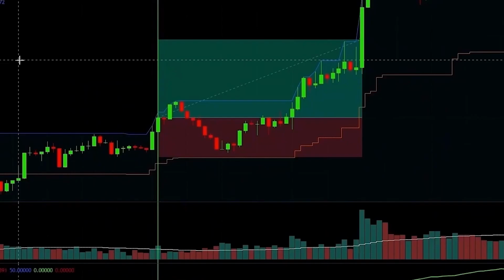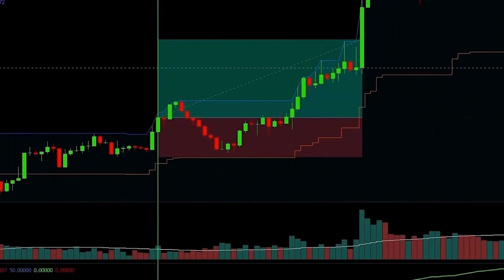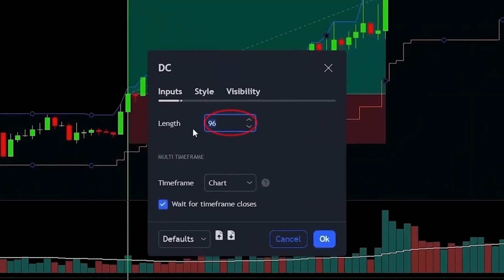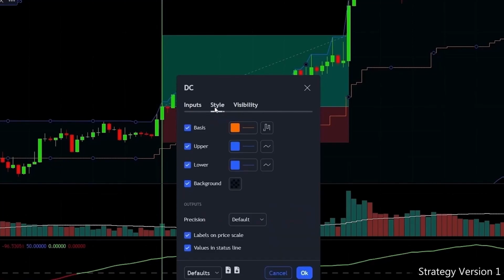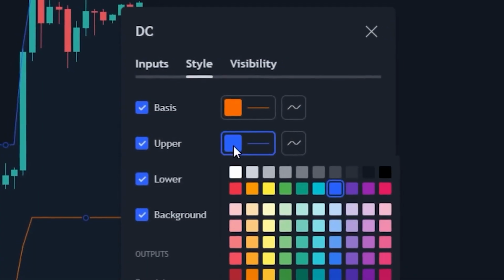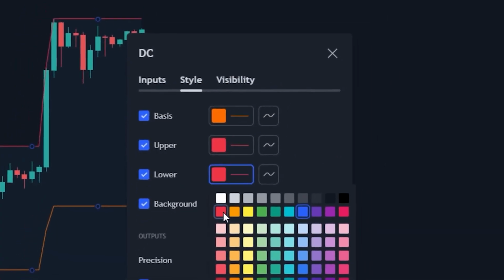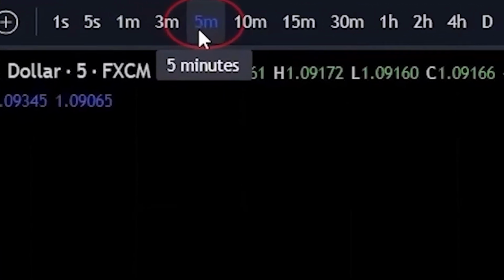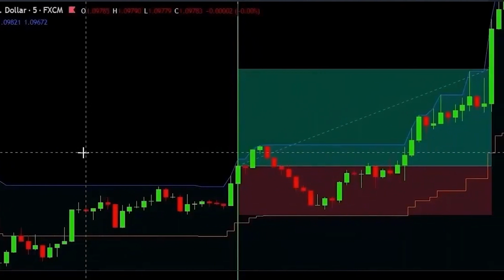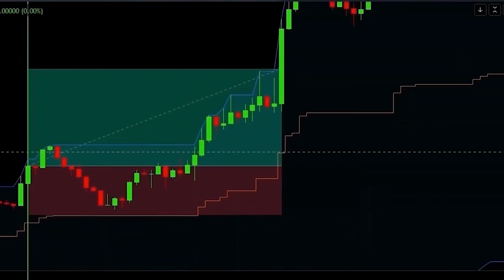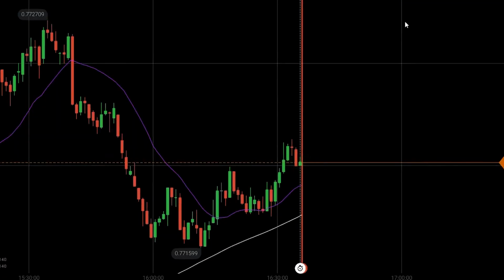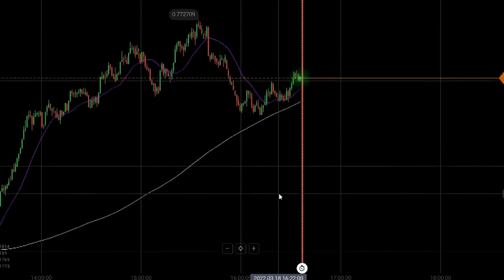Now, the Donchian indicator is good on its own, but to make it work the way we want, let's tweak some settings. Go to the indicator settings and change the length to 96. Next, head to the Styles tab and switch the line colors to red for better visibility. Here's a crucial detail. These settings are tailored specifically for the 5-minute time frame. Larry specifically used the 5-minute time frame for this strategy. If you're opting for a different time frame, it's advised to conduct your own testing with various indicator values.